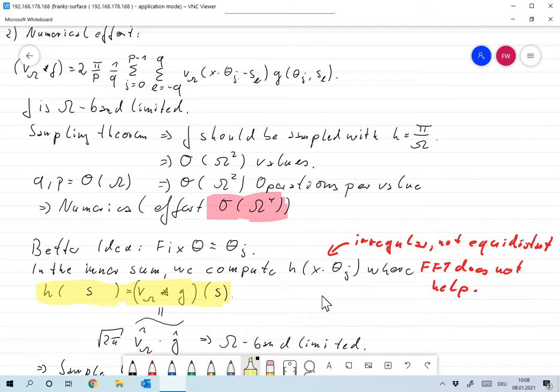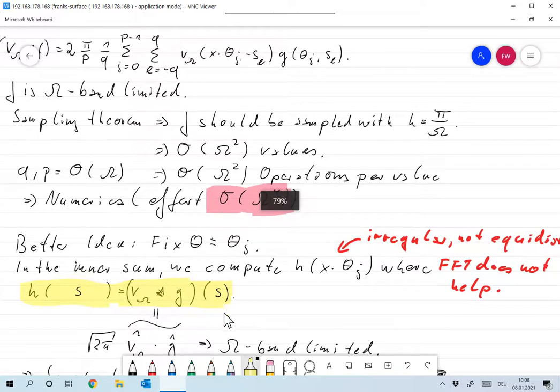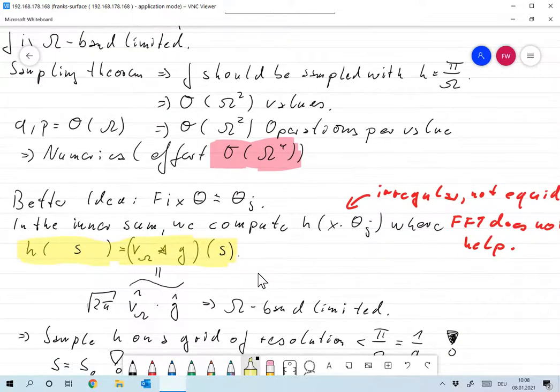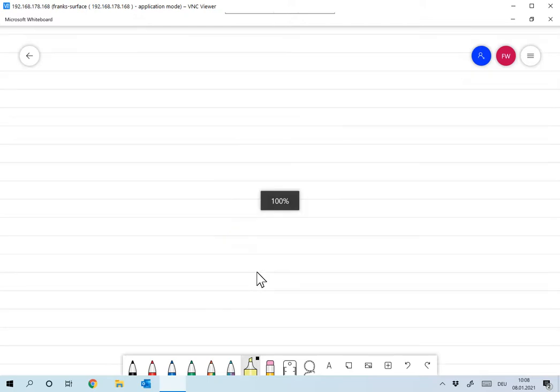Okay, the problem with that is that x times theta j is completely irregular. If we insert all the x's where we want to evaluate the approximation, then this is definitely not equidistant. We cannot use FFT to compute the convolution in a fast way.